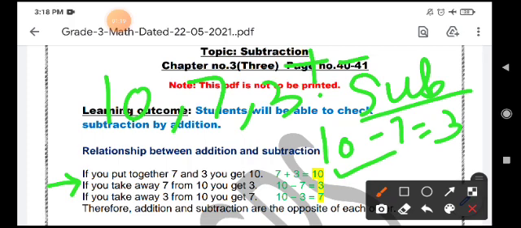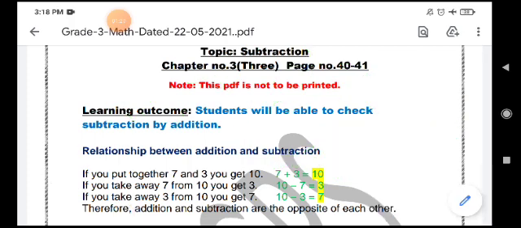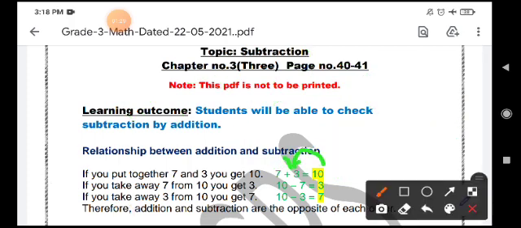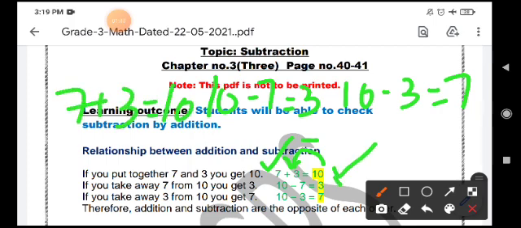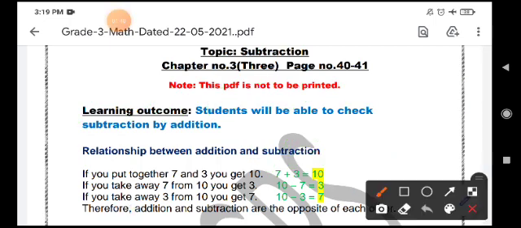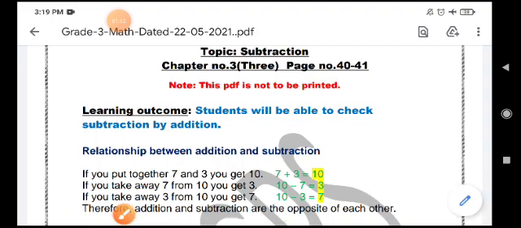7 plus 3 is 10. 10 minus 7 is 3. Now see, 10 minus 3 is 7. Is it so? 10 minus 3 is 7. 10 minus 7 is 3 and 7 plus 3 is 10. Are you able to observe how they are related? Therefore, we can say that addition and subtraction are opposites of each other.